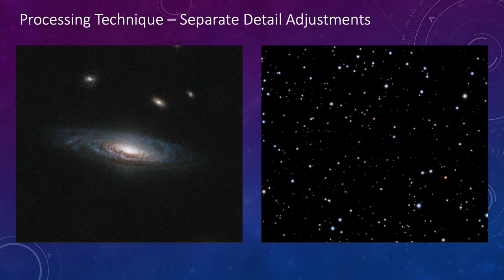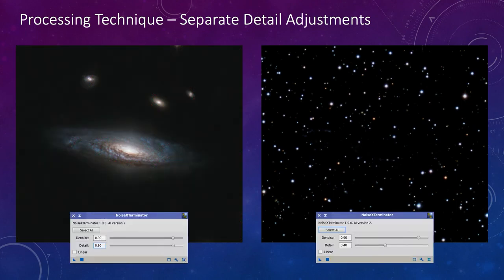Pick your tool. I'll use Noise Exterminator here, but you could use whatever your favorite noise reduction method is and whatever your favorite detail enhancement method is. In this case, I've picked different settings for the detail parameter in each image. So in both, I'm removing 90% of the noise. On the detail parameter, I'm being much more aggressive on the starless image than I am on the stars. And for sure, I'm probably being a little over-aggressive with this, but I'm trying to make the point in this processing technique.